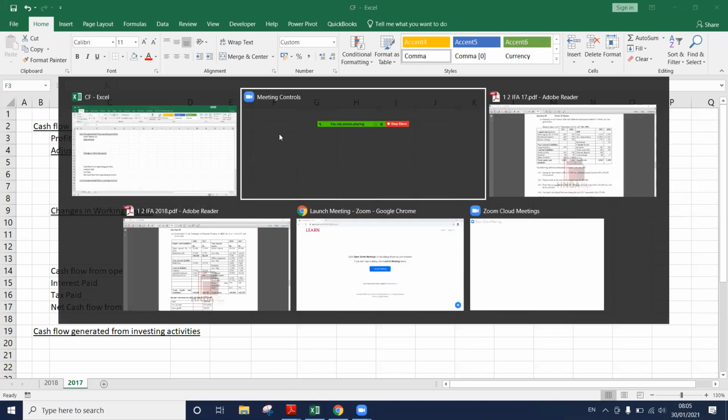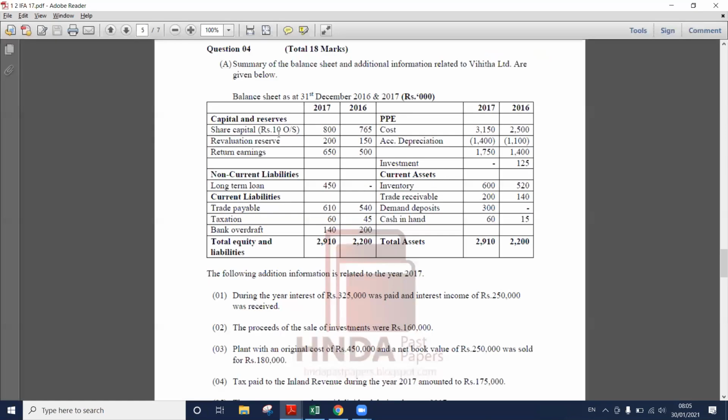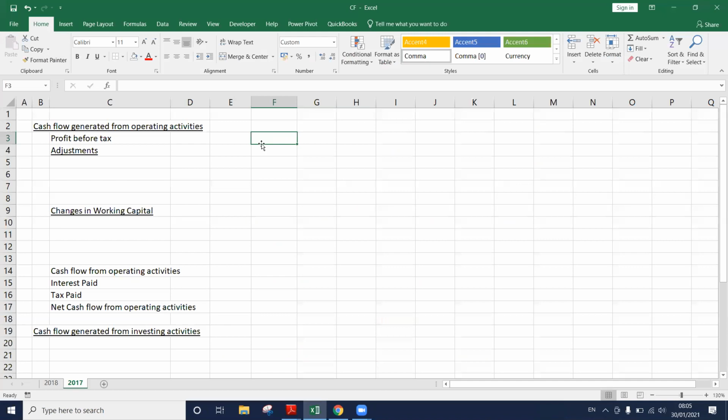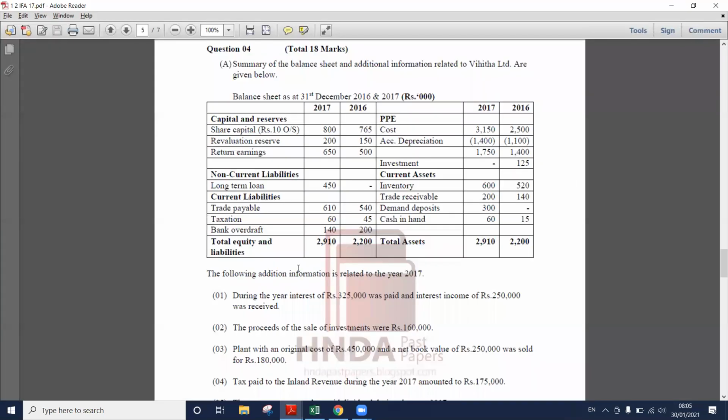Profit before tax figure, how much is it? Previously they had given us the P&L, so we could say it directly. But here they have not given us the P&L. So how can we find this one, the profit before tax figure? Let's see the additional information they have given.